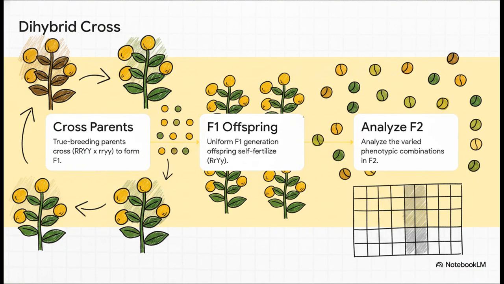Now we're zooming out from the physical cell to look at the mathematical combinations that predictably emerge in the offspring. Let's trace a dihybrid cross, which is really just a fancy way of saying we're looking at the simultaneous inheritance of 2 totally distinct traits, like seed shape and seed color. Step 1, we cross pure, true breeding parents. Step 2, that gives us a uniform, heterozygous F1 generation. And finally, step 3, those F1 offspring self-fertilize, which lets us analyze all the highly varied combinations in the F2 offspring.